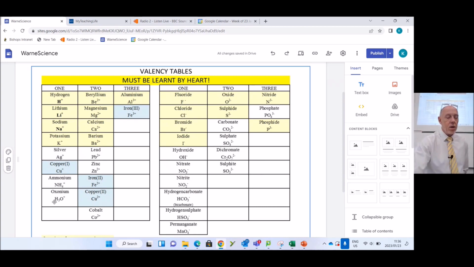Silver, oxonium, cobalt, zinc, lead, hydroxide, nitrate, nitrite. There's a difference between nitrate and nitrite. Nitrate and nitrite. I've got a daft little story about that if you're interested.